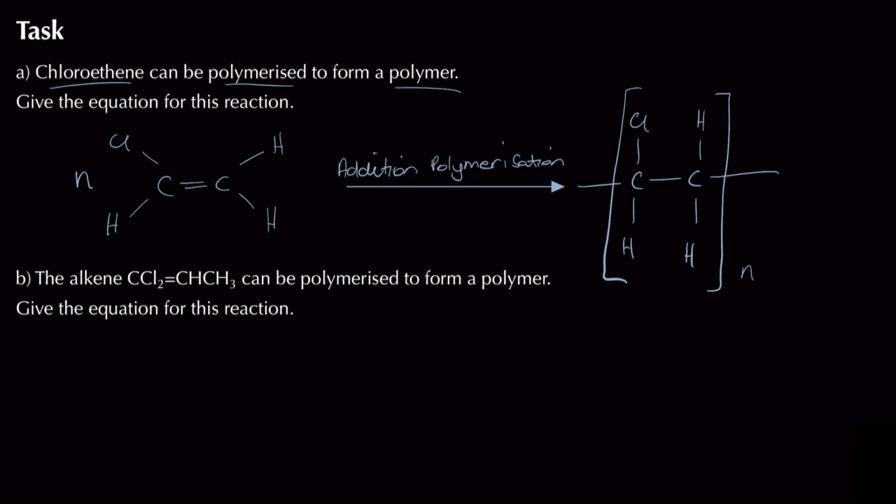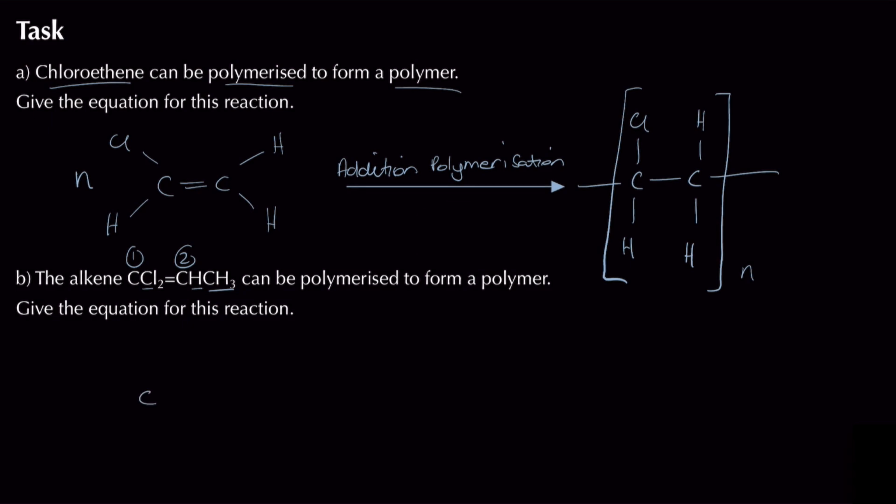Looking at the next one, we've got a slightly tricky one over here. I've got here carbon bonded to another carbon. We can see the carbon-carbon double bond. There's carbon 1, carbon 2, and then we've got attached to carbon 1 2 chlorines. To carbon 2, we've got a hydrogen and a methyl group as well. Now, of course, we know this is going to be propene, but I like to just call it a methyl so it's easier to draw out.